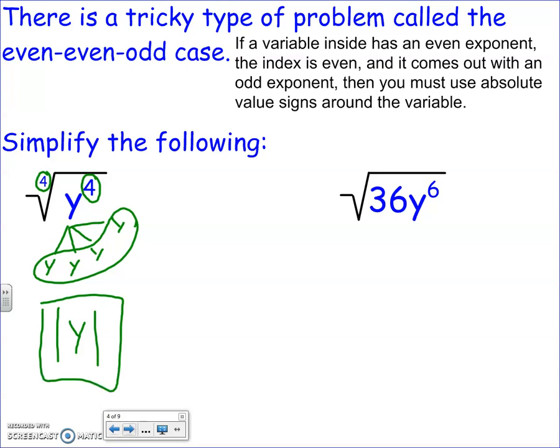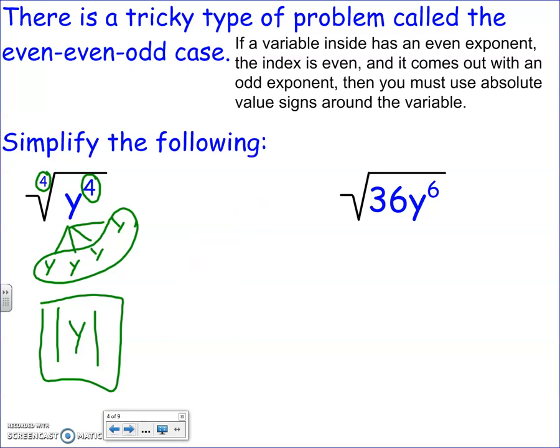Because inside, say the inside was 16. We know 16 is actually equal to 2 to the fourth power, so y could have been positive 2. But we know 16 is also negative 2 to the 4th power. So y could have been positive 2 or negative. We don't know. So we put the absolute value sign to be extra safe and just say it'll turn to a positive.